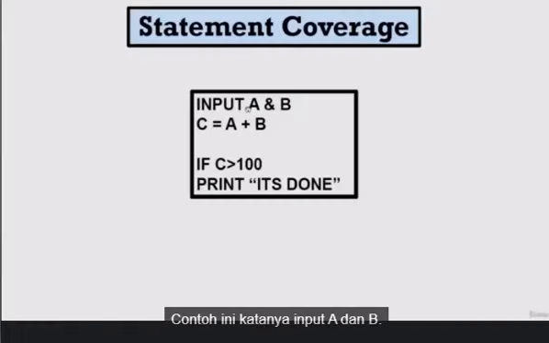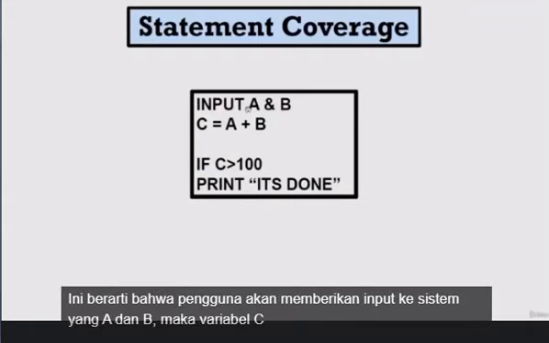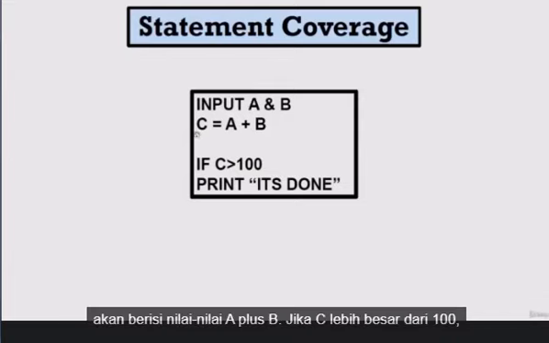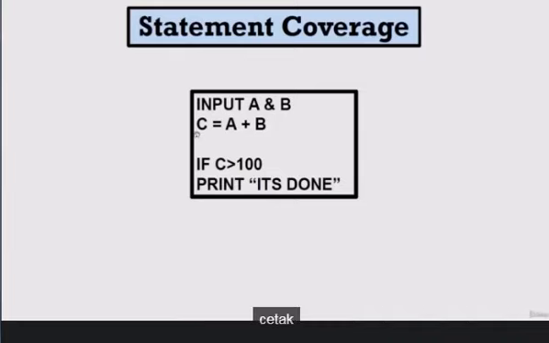In this example, it says input A and B. This means that the user will provide input to the system, which is A and B. Then the variable C will contain the value of A plus B. If C is greater than 100, print it's done.